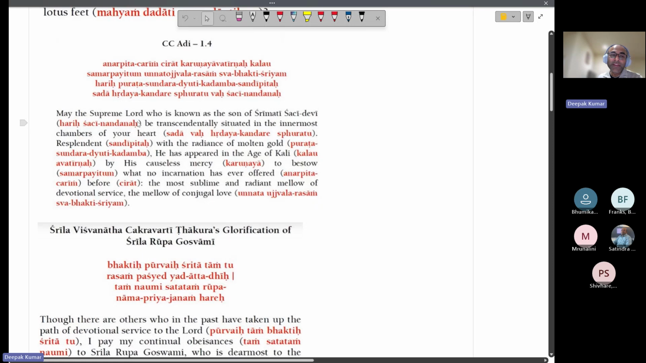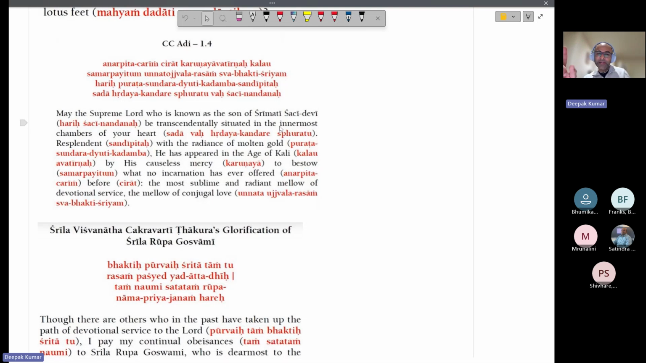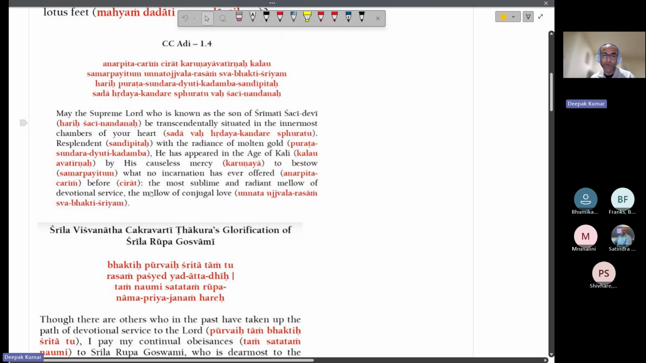So here it says, "May the Supreme Lord, who is known as the son of Srimati Sachi Devi, be transcendently situated in the innermost chamber of your heart." So just think, this is referring to Chaitanya Mahaprabhu, who is Srimati Radharani and Krishna combined, being invited into the innermost chamber of our heart. Resplendent with the radiance of molten gold, he has appeared in the age of Kali by his causeless mercy to bestow what no incarnation has ever offered before, the most sublime and radiant mellow of devotional service, the mellow of conjugal love.